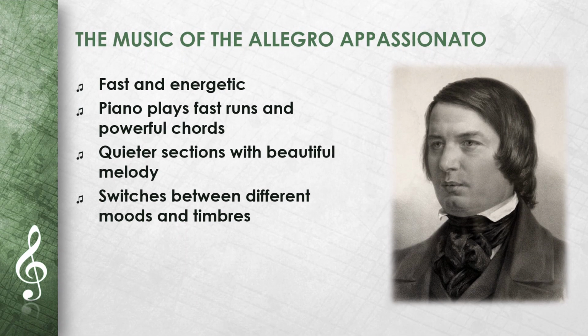The Allegro appassionato is fast and energetic. The piano plays many fast runs and powerful chords. The orchestra accompanies with lively rhythms. There are quieter sections in which the piano plays a beautiful melody. Then the music becomes louder and faster again. Schumann often switches between different moods and timbres.